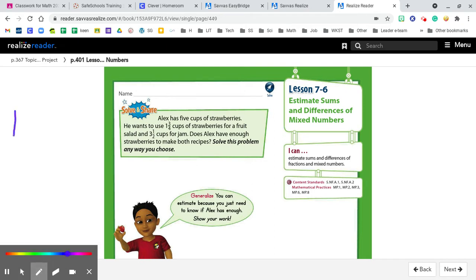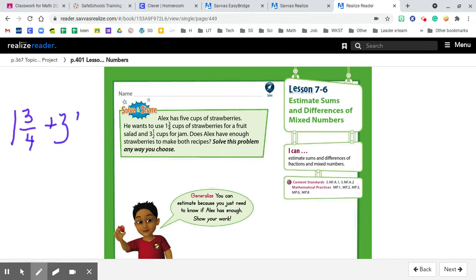If he needs 1 3/4 for fruit salad and 3 1/2 for jam, we usually would round 1 3/4 up to 2, and 3 1/2 we would round to 4, and you would need 6 cups, but those were both overestimates. So I would say if he has 5 cups, does he have enough?